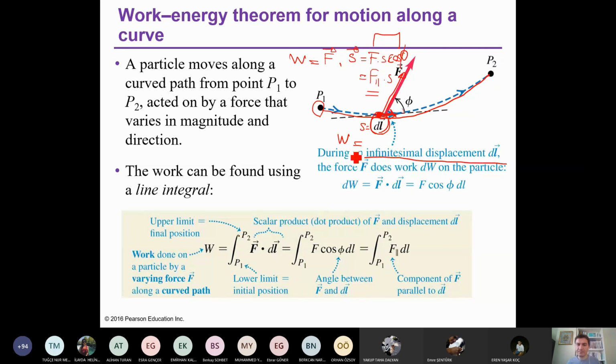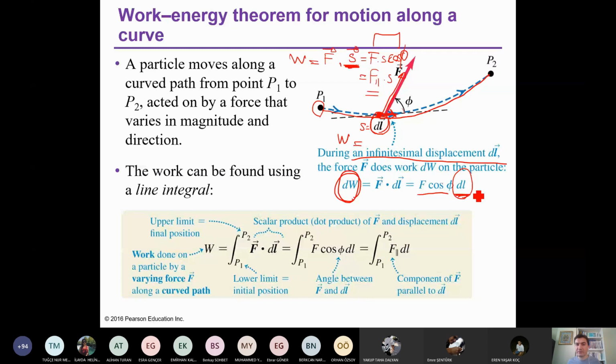So then, instead of S within this equation, I just use dl: F cosine phi dl, during an infinitesimal displacement dl. This force F does work dW on the particle. Okay, let's say an infinitesimal work on this particle during an infinitesimal displacement.